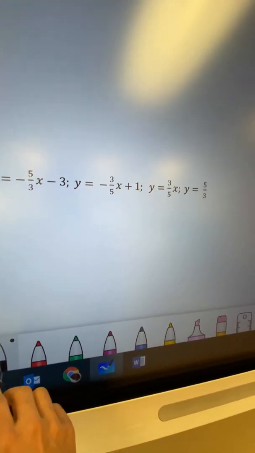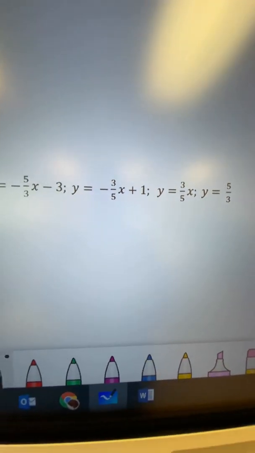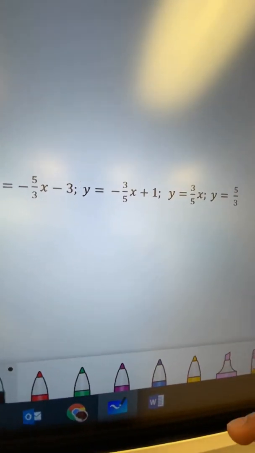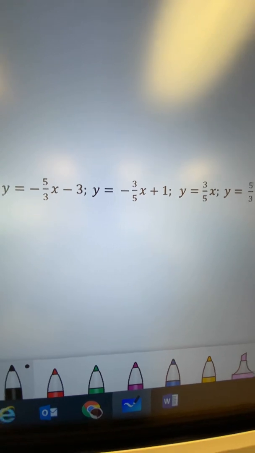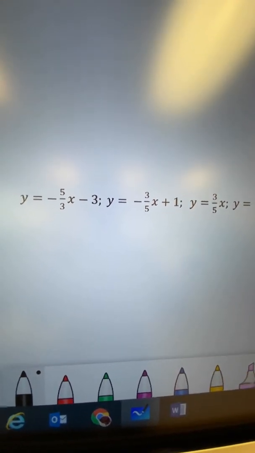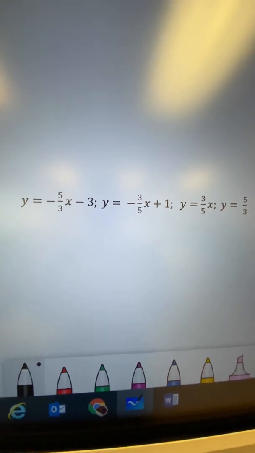In this set of equations, we're asked to identify which ones are perpendicular. Notice we're not given a graph. So I'm going to show you how to identify perpendicular lines without having a graph. But if you want more details on what perpendicular lines look like in a graph, make sure you check out the video included in this section of the worksheet.